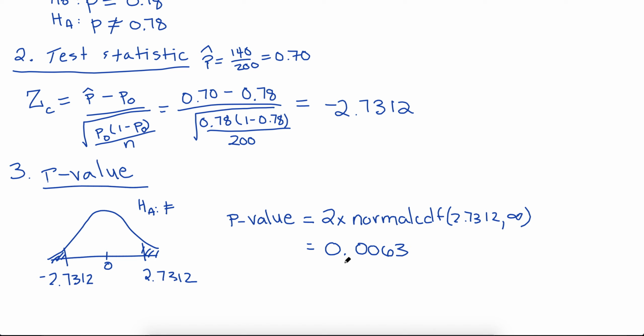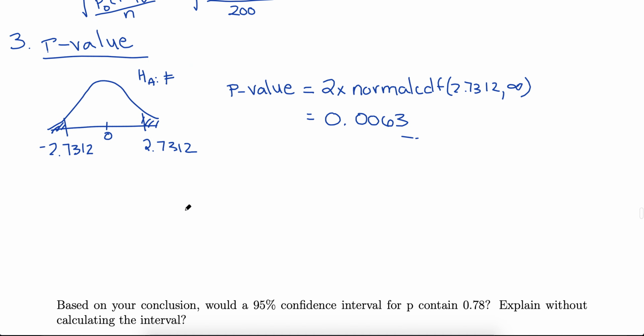And when you do, I get 0.0063. Okay, so this is a probability, and it's the probability of my data, that 70%, being that far away from the assumption of 78%. So chances of being that far off, either above or below. And that's a pretty small probability, so let's interpret that so we have some kind of intuition here.